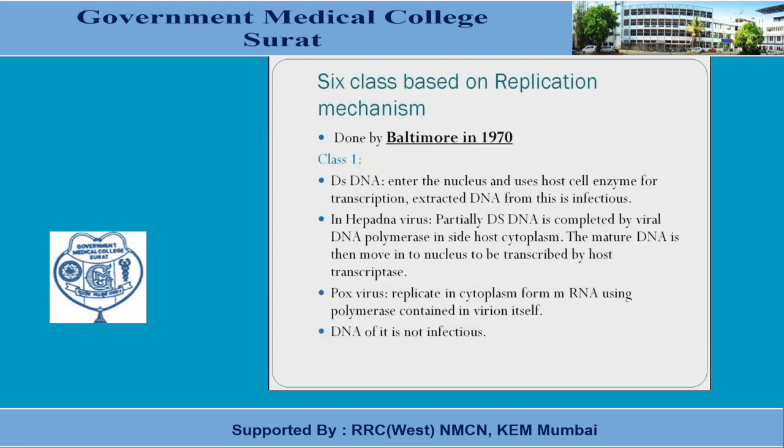So there is a six-class replication classification given by Baltimore in 1970. Class 1 is double-stranded DNA, which enters the nucleus and uses host cell enzymes for transcription. Extracted DNA from this is infectious. In adenovirus, partially double-stranded DNA is completed by the viral DNA polymerase inside the host cytoplasm, and the mature DNA is then moved into the nucleus to be transcribed by the host transcriptase. In the case of pox virus, replication is in the cytoplasm, with messenger RNA made using a polymerase contained in the virion itself, and its DNA is not infectious.